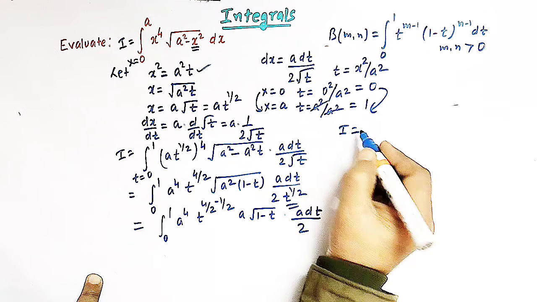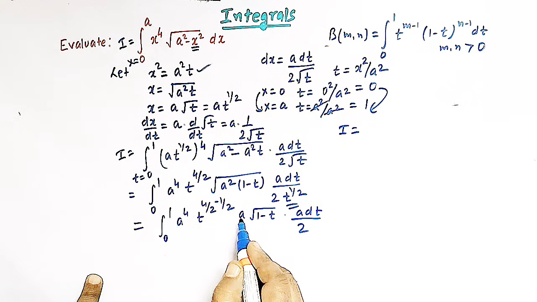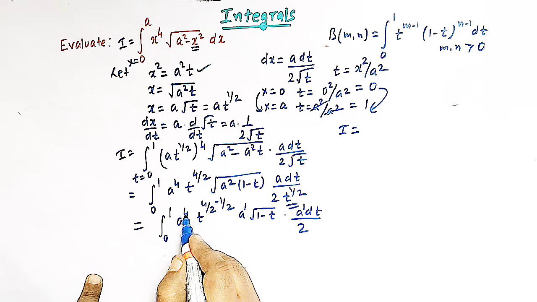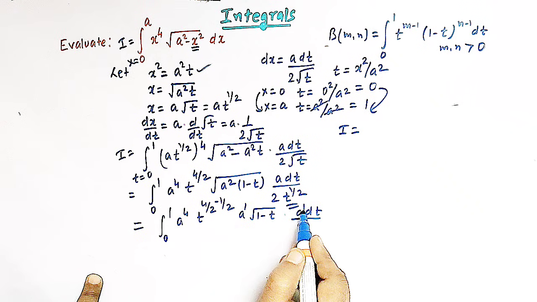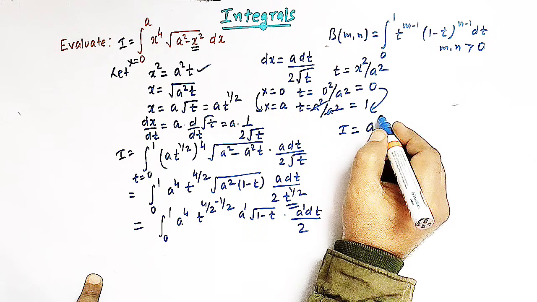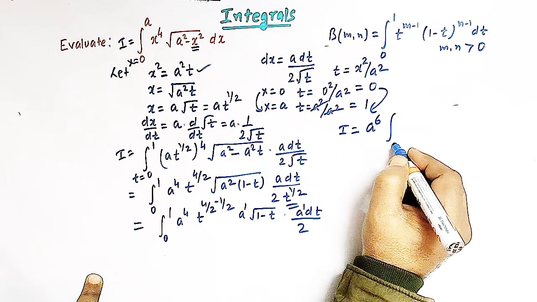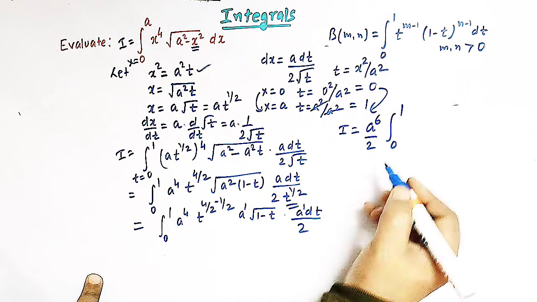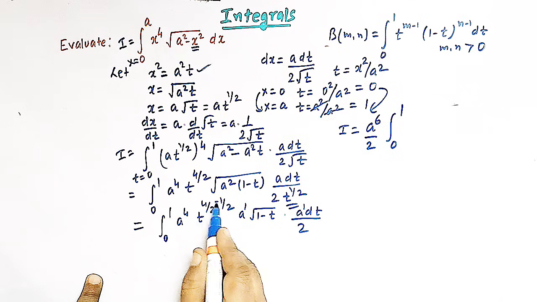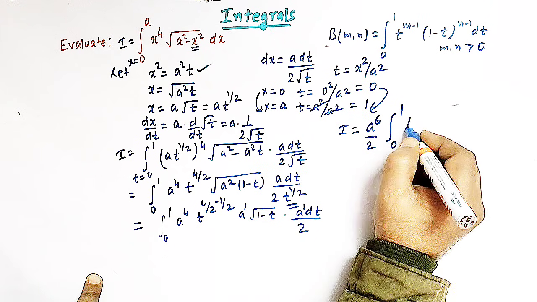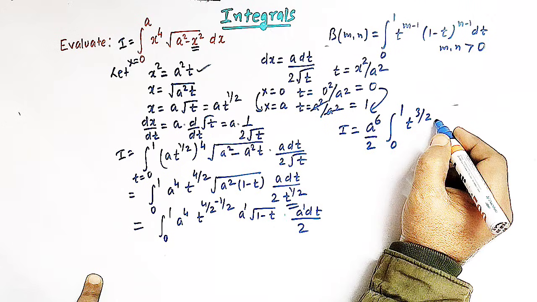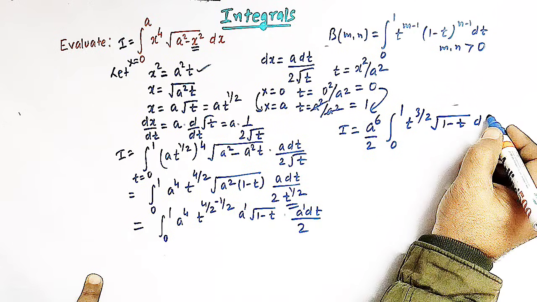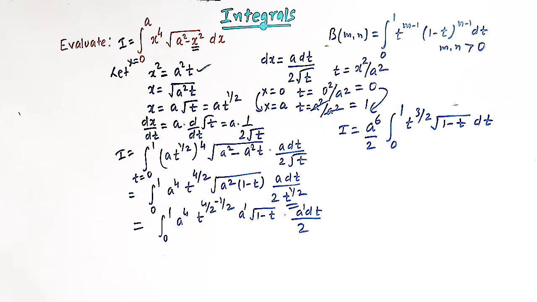Now we can collect all these a's. We have a raised to 1, a raised to 1, and here we have 4. So 4 plus 1 is 5, 5 plus 1 is 6. So we can take a raised to 6 outside the integral. Here we have 2, and then 4 minus 1 is 3. So we have t raised to 3 by 2 times square root of 1 minus t, and here we have dt.